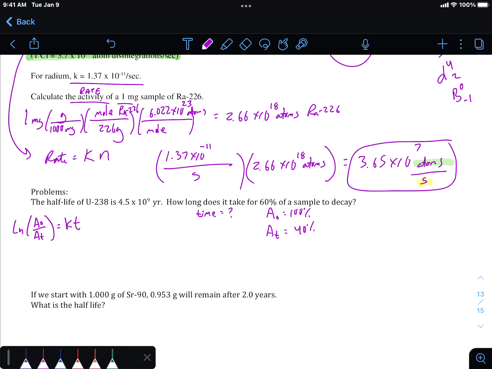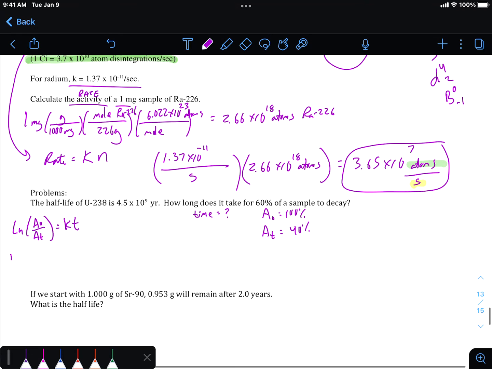But here's the thing. In order to solve for time, let's play around with this equation first. We don't have the k. We don't have the rate constant, so we have to find the rate constant first because it wasn't given. And this is a common thing that you're going to have to do. So, what do we know? How would the rate constant be solved for generically?